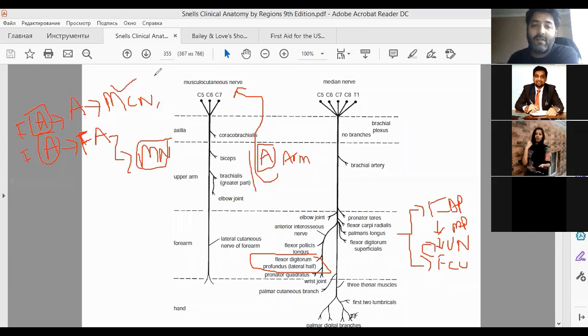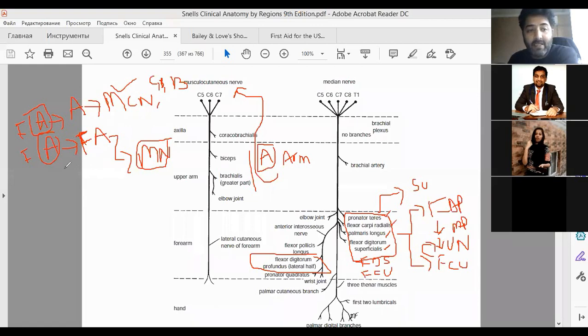There are only three muscles: coracobrachialis, biceps muscle, and brachialis muscle. But here you have more muscles. For example, you have pronator teres, flexor carpi radialis, palmaris longus, flexor digitorum superficialis (FDS), and along with these four, flexor carpi ulnaris. Okay, these five are your superficial muscles.